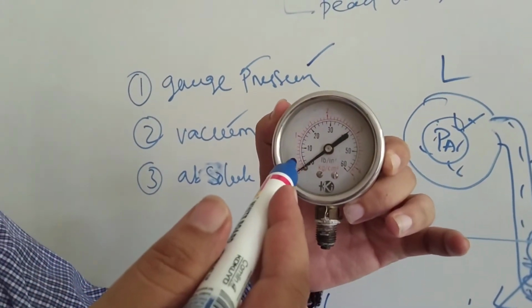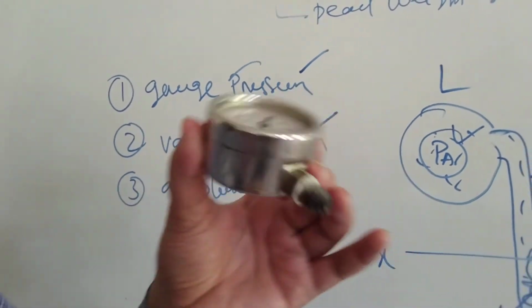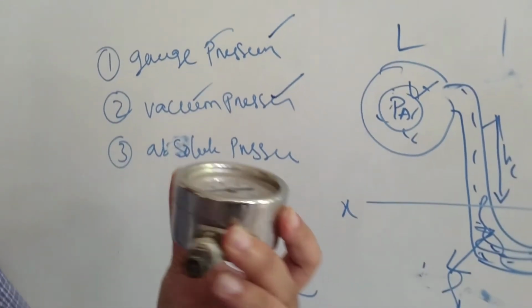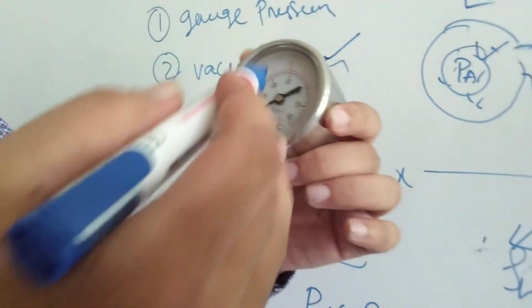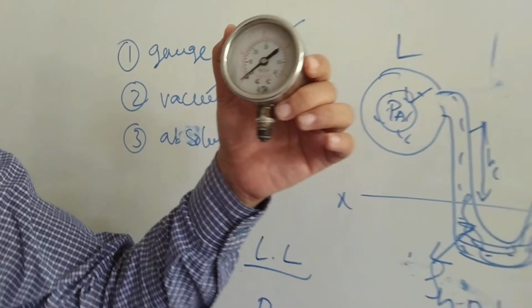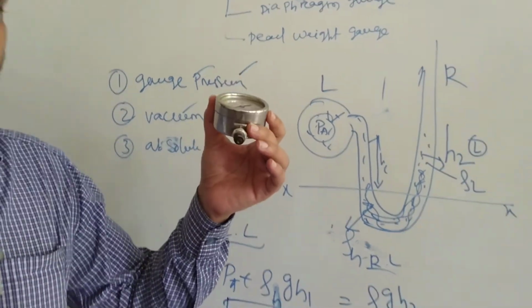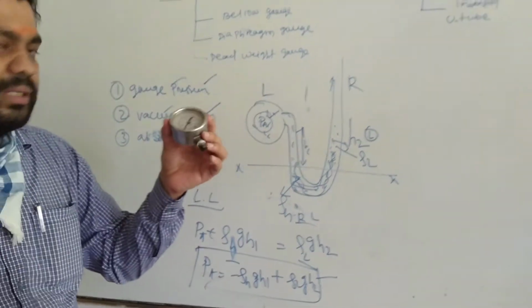So this is the indicator. If it is 0, there is no pressure here. If you put it in a pressure section, if the liquid goes through this, the pressure will rise 0 to 10, 20 according to your pressure given. So this is the indicator of a mechanical gauge. This is also called a Bourdon tube pressure gauge.